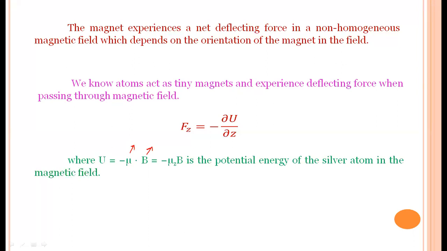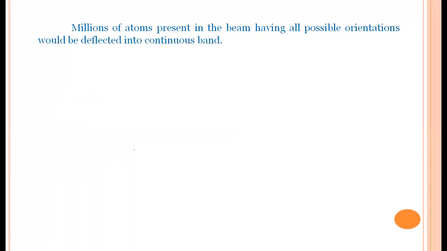And of course, when you substitute this value into the above equation, the force Fz is equal to minus mu z into dB by dz. We know this silver beam source contains millions of atoms. When these millions of atoms pass through the magnetic field, they get two orientations: one along the positive z-axis and another along the negative z-axis.